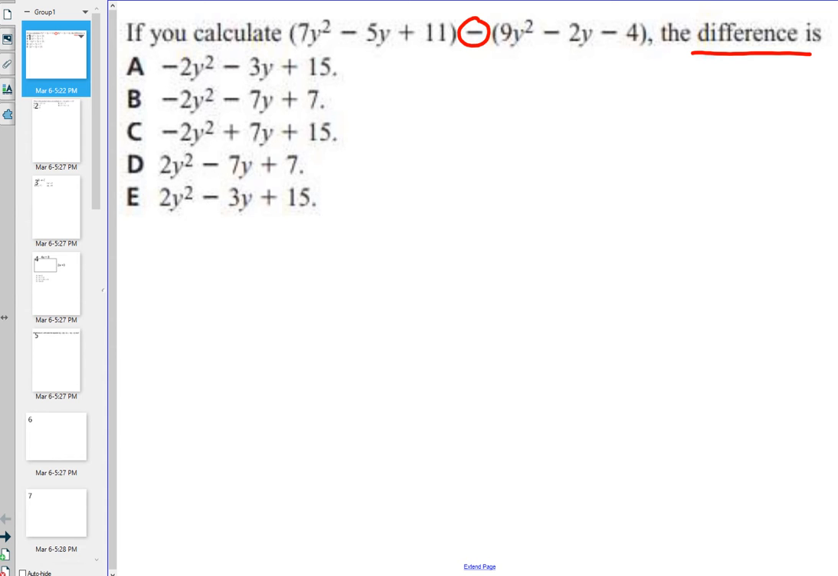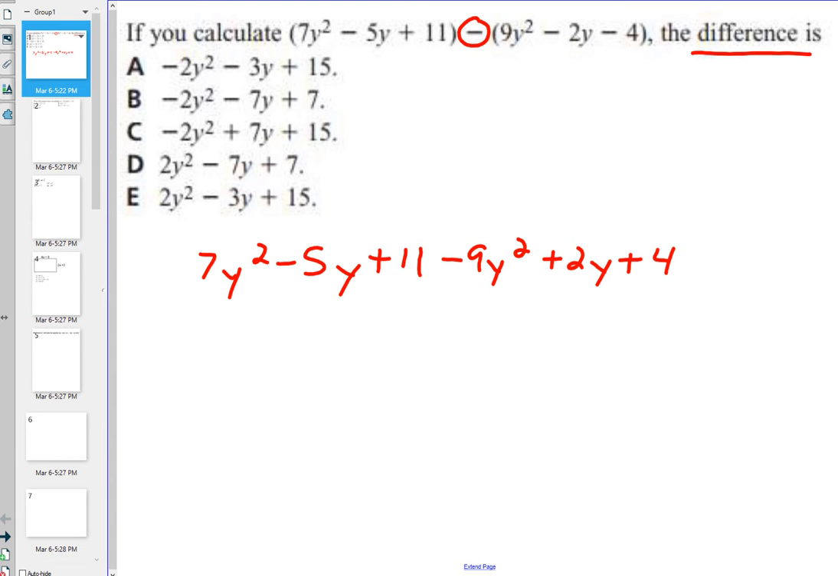What am I going to distribute in the first parentheses? Well, the first parenthesis is going to stay the same because I'm distributing a 1. So 7y squared minus 5y plus 11. What's going to happen to the second parenthesis? All the signs are going to change because I'm distributing a negative 1. So negative 9y squared plus 2y plus 4.